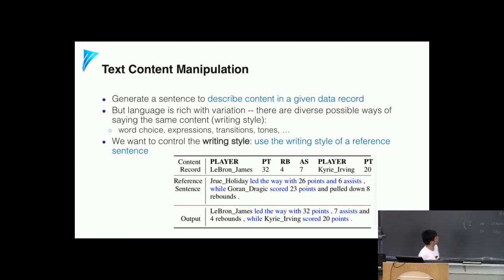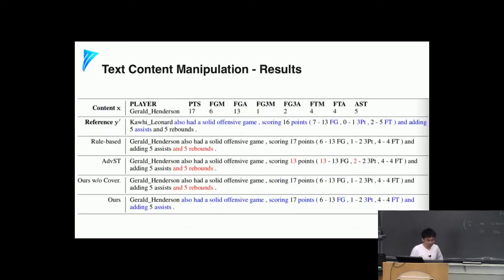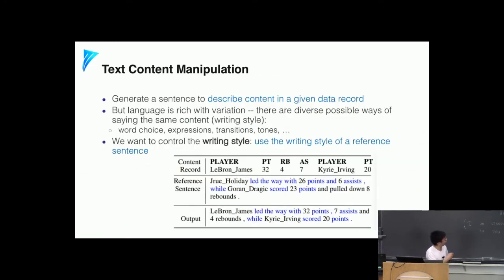So we want to use this expression, like "led the way with blah blah points and assists," right? Well, this guy scored blah blah points. We want to use this writing style to express this content. But again, we don't have direct training data, supervision data for this task. And the idea is that we still use the same key ideas from our last task.